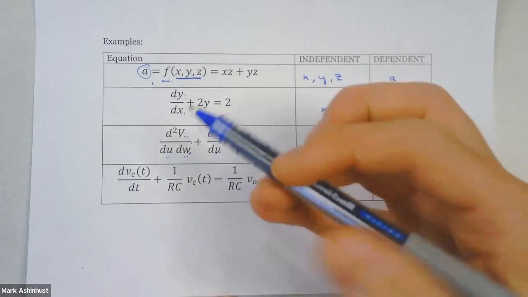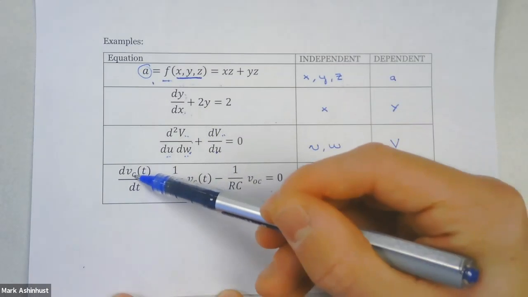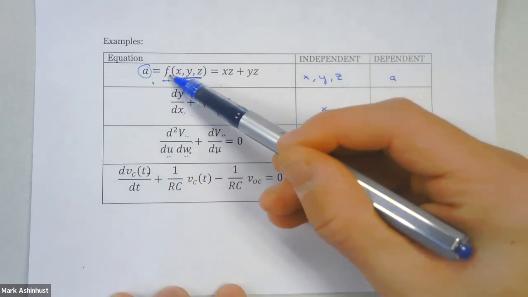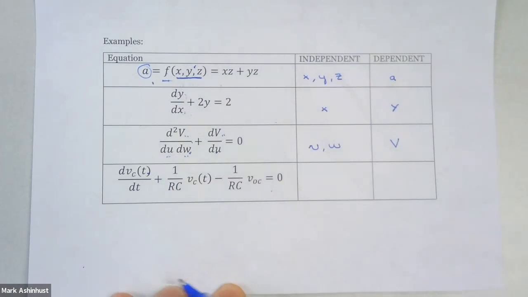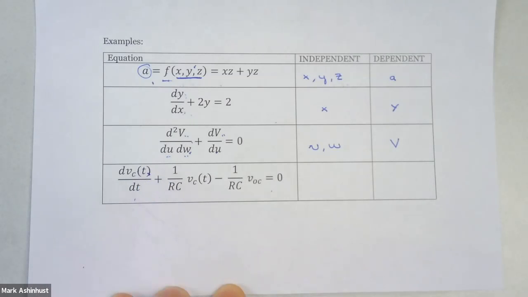And this follows the same exact thing. As I was saying, you have your dt on the bottom, right? We're deriving with respect to time, and then the VC of t. And that comes back to here, right? We had f of xyz. Xyz was our independent. So we have VC of t, right? So in both cases, t is our independent.